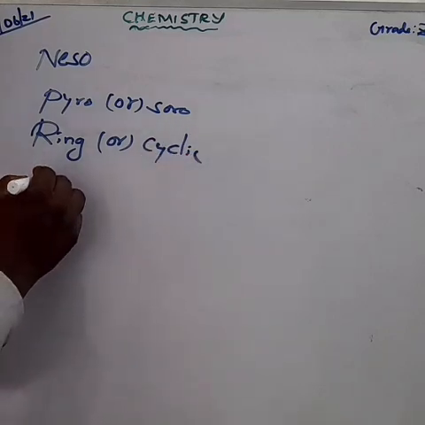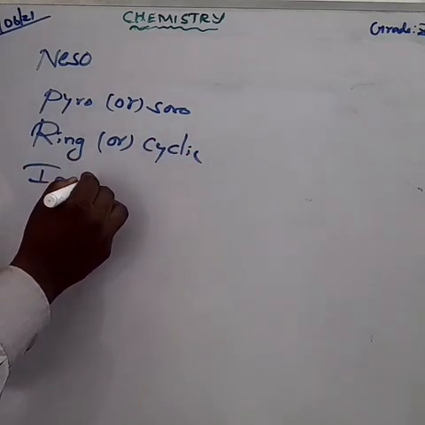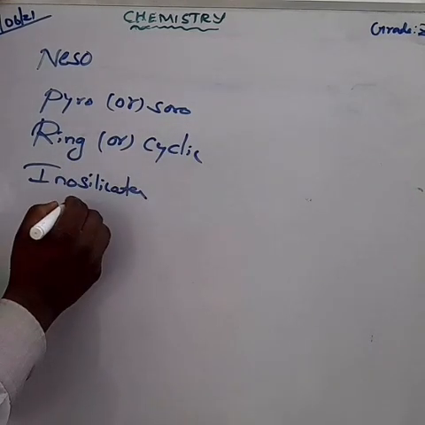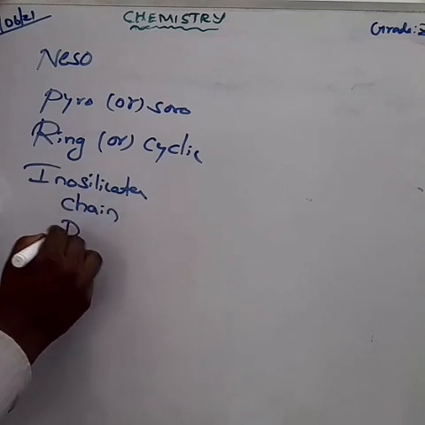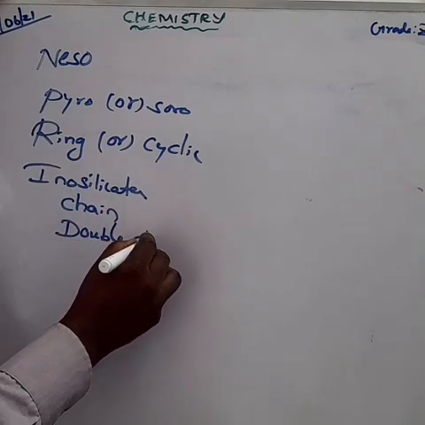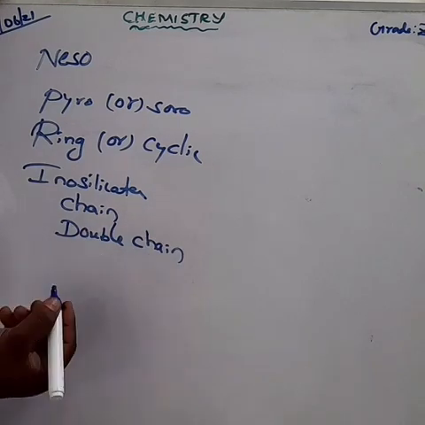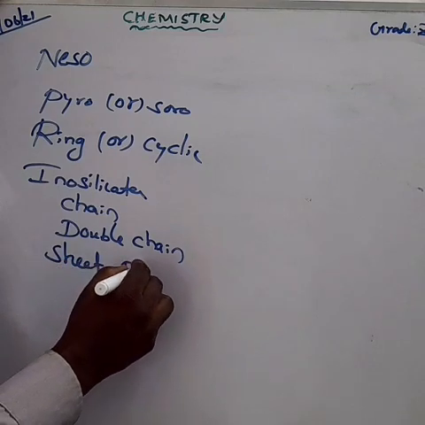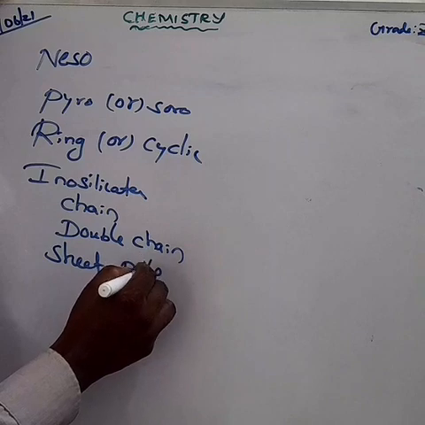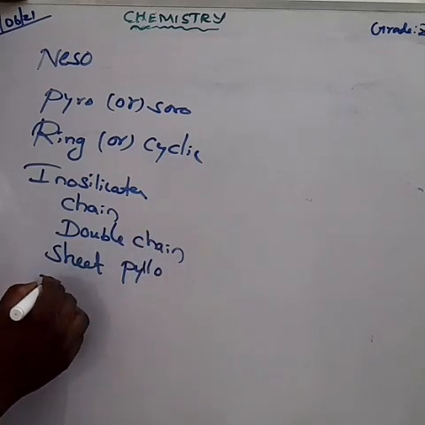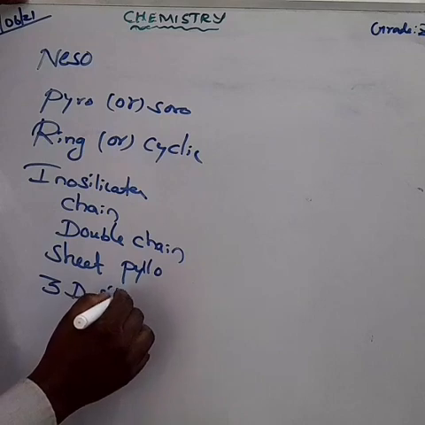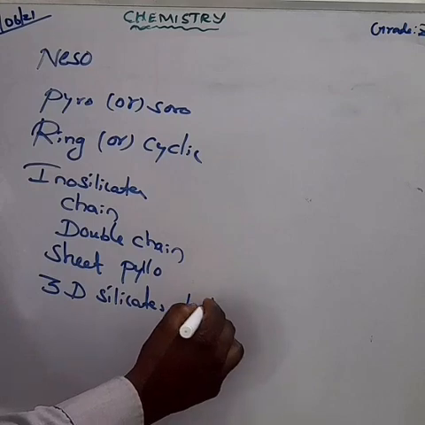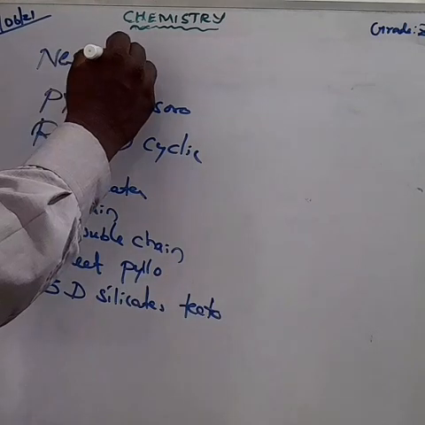Next, the silicate has some classification. One is chain silicate. Next is double chain silicate. Third is sheet silicate. Next one more is 3-dimensional silicate, otherwise called tectosilicate. So what are the types of silicate here?